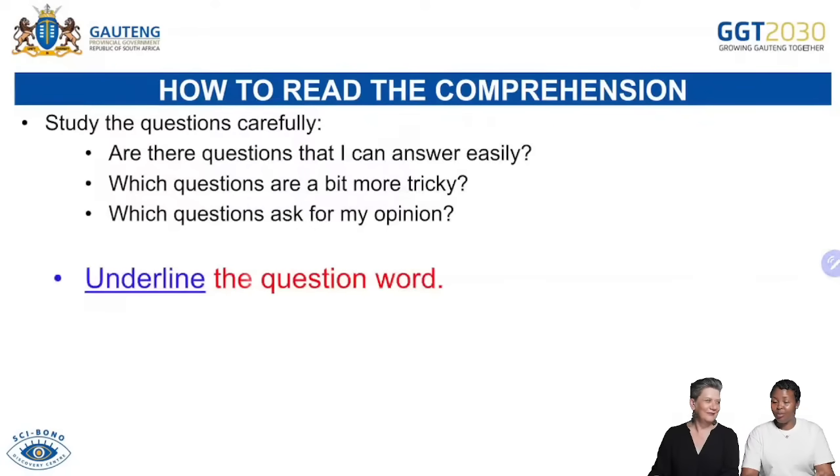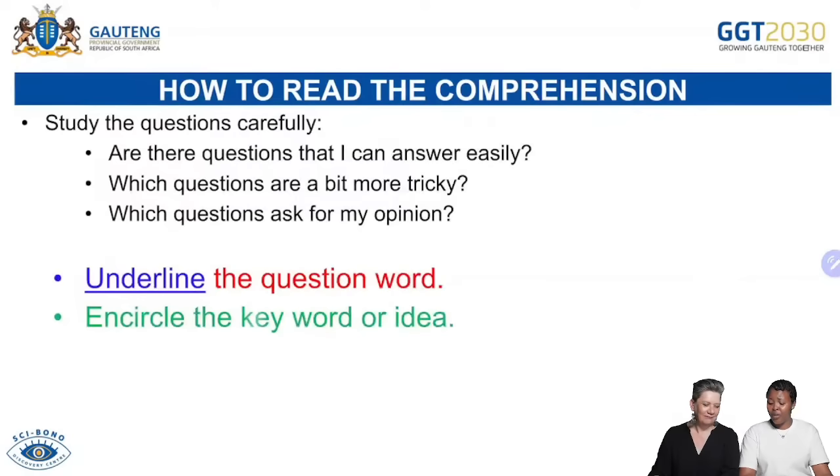And then, most importantly, underline the question word. You have to underline the question word. What exactly are they asking you to do? And remember, we've discussed those at the beginning, and you already have an idea of the different question words that we have. And not just an idea, but you know exactly what they're asking of you. You know when to differentiate, you know when to give a meaning, you know when to give reasons.